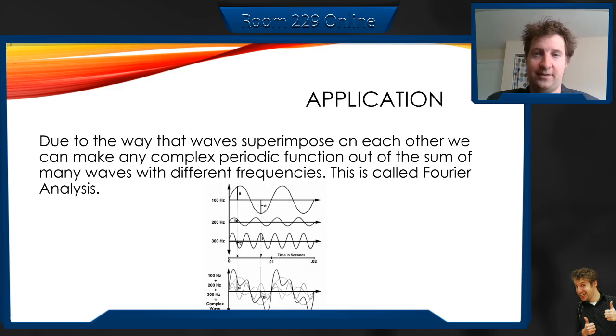Right? We can put together, for example, here I have a 100 hertz wave, 200 hertz, 300 hertz. That means these are going up and down 100 times in 1 second, 200 times in 1 second, 300 times in 1 second. These are probably sound waves. And they're going to come up with this complex function.